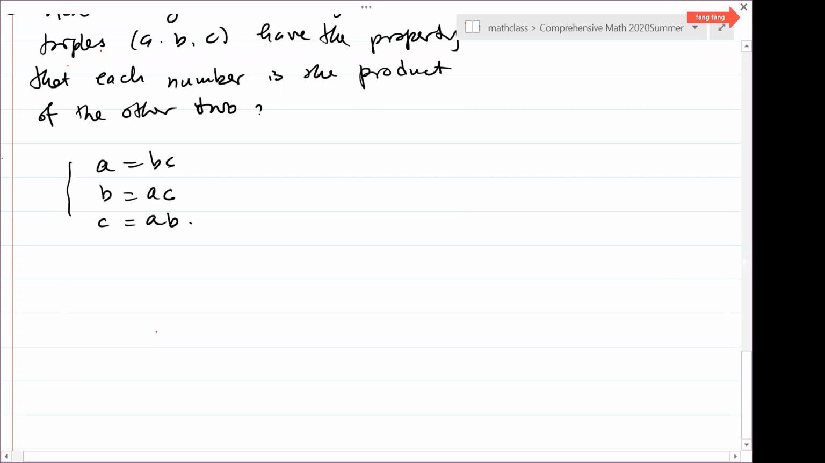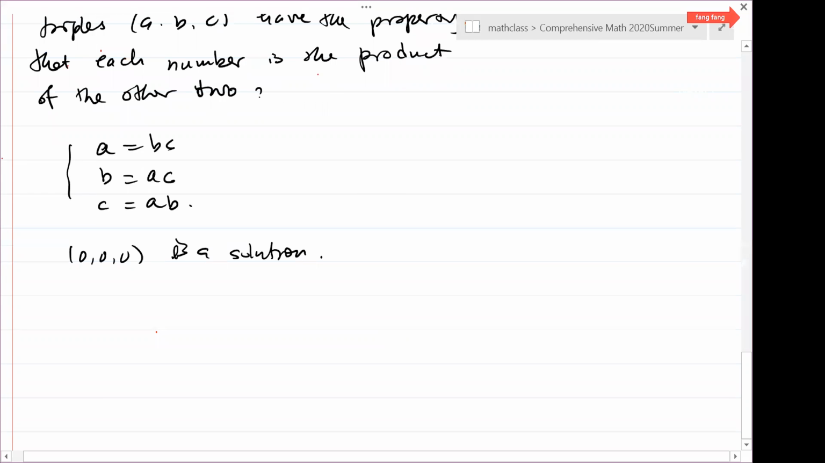So the first case is if one of them is 0, because it's possible that 0, 0, 0 is a solution, right? When A is 0, B is 0, C is 0, yes, 0 equals 0 times 0. This is a special solution. So now if A is 0, you will see that if A is 0, that implies B is 0 and C is 0. Why? Because you can use the second equation and third equation: B equals 0, C equals 0. So then you get the above solution, 0, 0, 0.